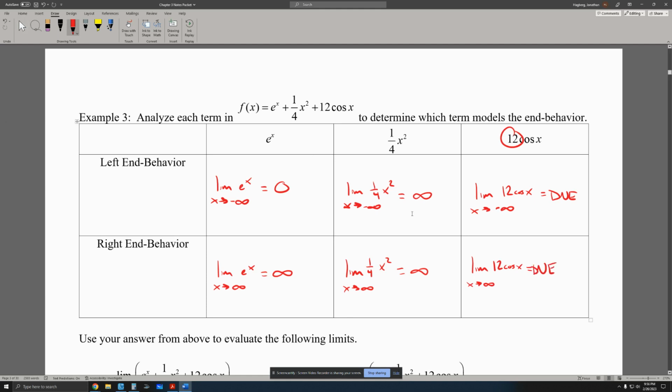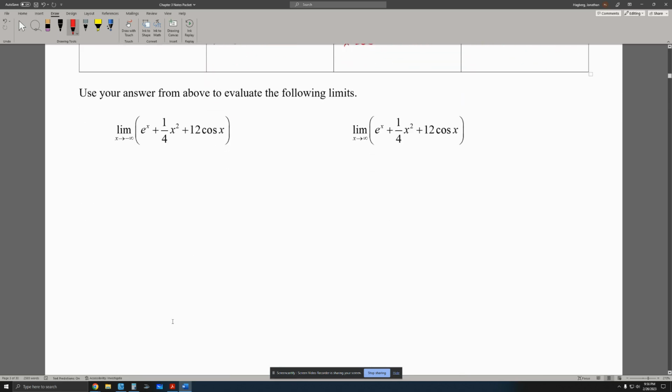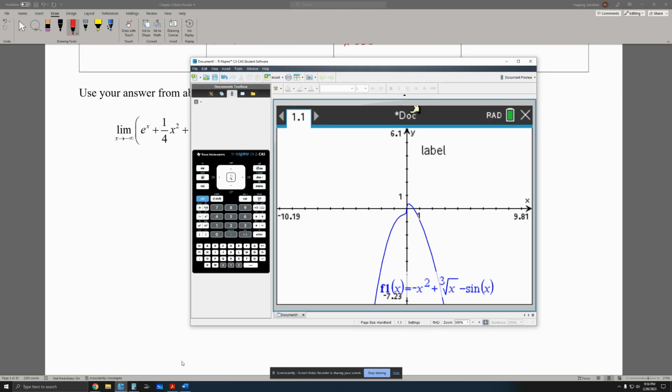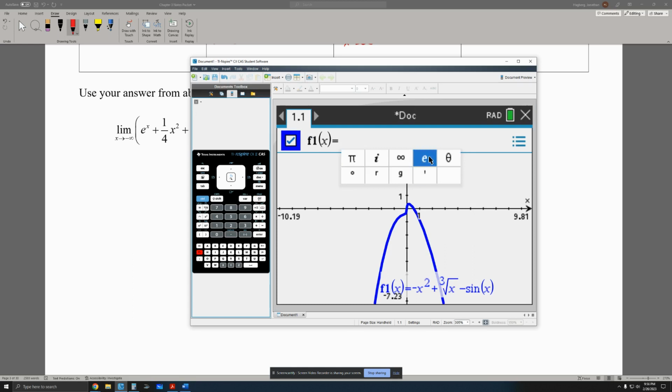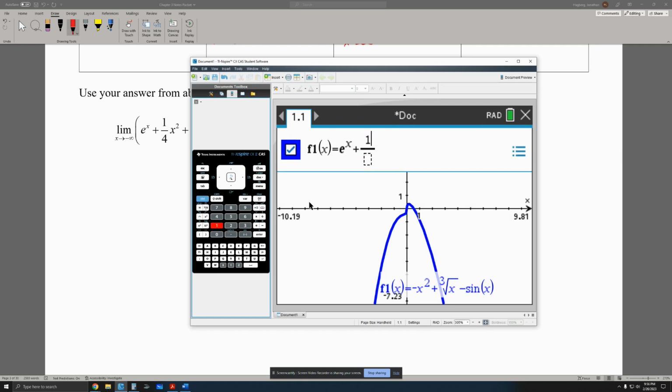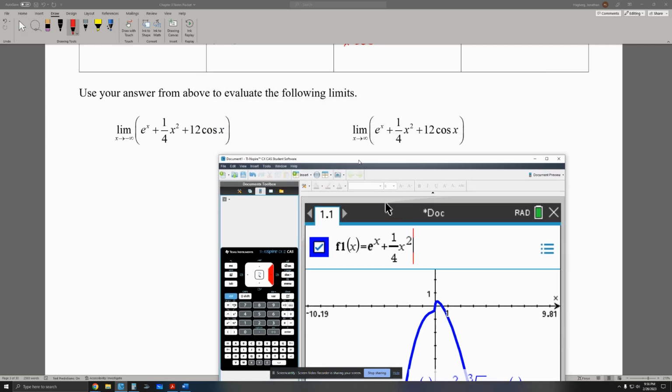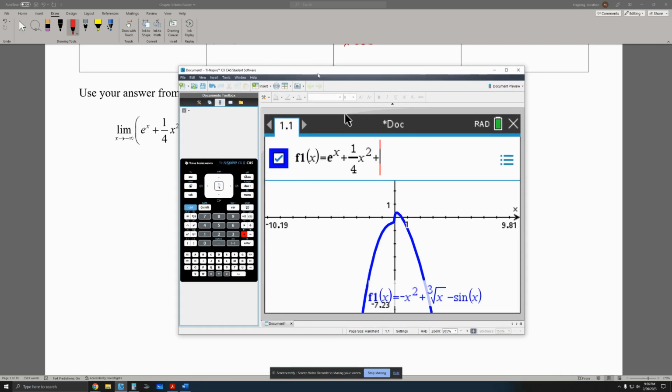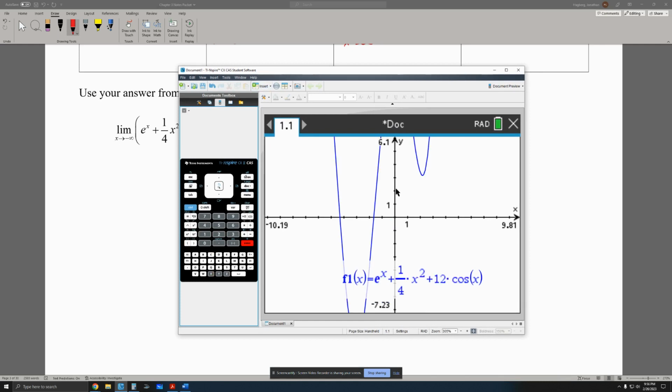Okay? So let's go ahead and graph this and see what this looks like on the graph. So here we have, I'll go ahead and replace this. So we have e to the x. Now remember, instead of just typing in the letter e, you have to use this numerical constant e. So e to the x plus, control divide, 1/4 x squared, and then plus 12 cosine x. And we see what this looks like.